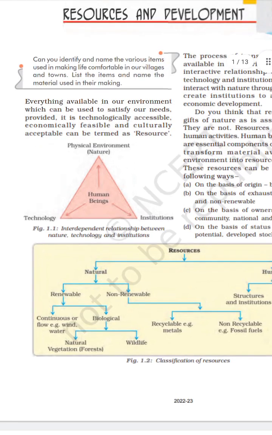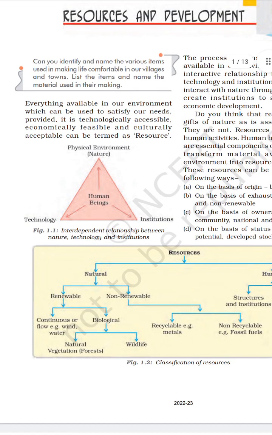Everything available in our environment which can be used to satisfy our needs, provided it is technologically accessible, economically feasible, and culturally acceptable, can be termed as resources. This Figure 1.1 is of the interdependent relationship between nature, technology, and institution.